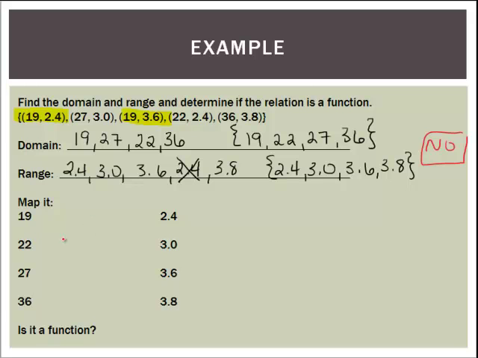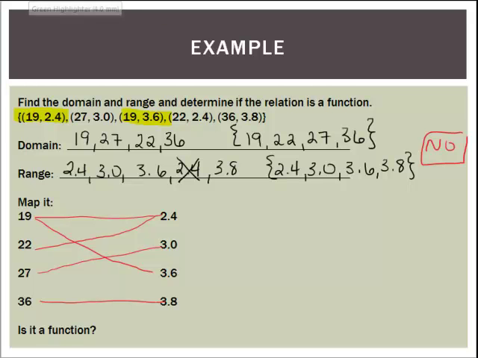So what if we wanted to map it? You could say 19 is mapped to 2.4, 27 is mapped to 3.6. Oops, I did that wrong. 22 is mapped to 2.4. 27 is mapped to 3.0. 19 is also mapped to 3.6. And then 36 is mapped to 3.8.